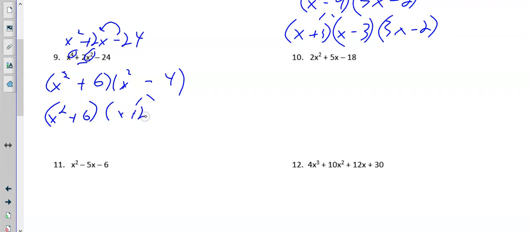x plus 2, x minus 2. Now remember, let's pretend this was x squared plus 9. We could factor that to x plus 3i, x minus 3i. We know how to do that now, so keep that in mind.